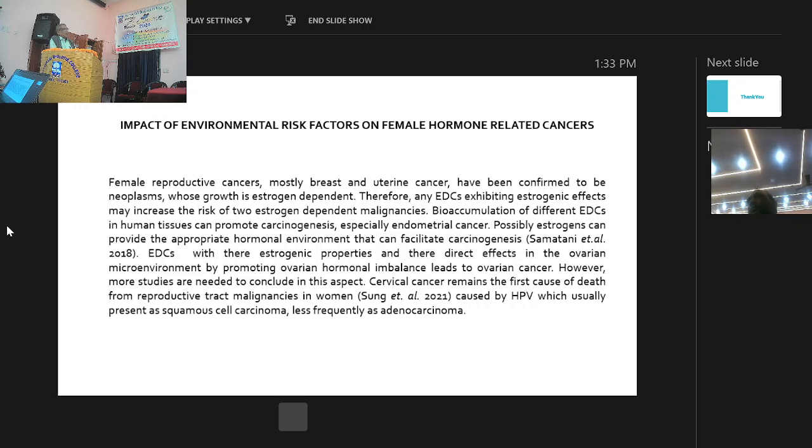Endocrine-disrupting chemicals with their estrogenic properties act directly in the ovarian microenvironment, while promoting ovarian hormonal imbalance leads to ovarian cancer. However, more studies are needed to confirm this aspect. Cervical cancer remains the first cause of death from reproductive tract malignancy in women, caused by a human papillomavirus, which usually presents as squamous cell carcinoma, less frequently as adenocarcinoma.